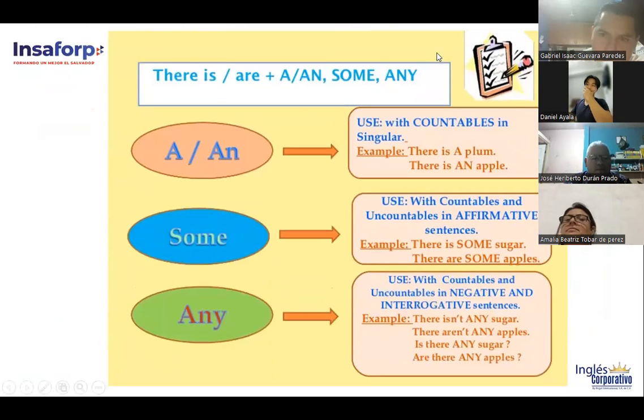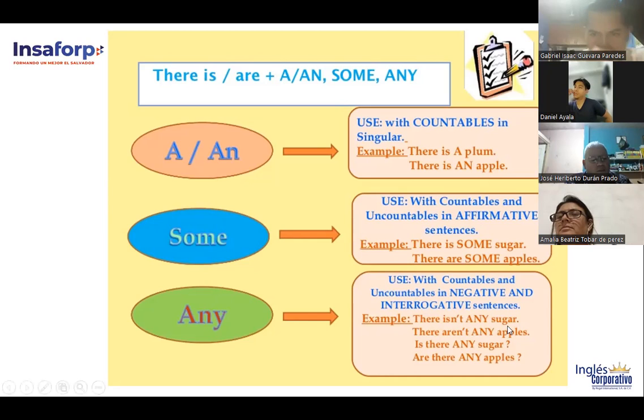Nice. Now look at this example with there is and there are. And remember that we use a or an only with countables in singular. There is a plum, there is an apple, there is an orange juice, there is a dog, there is a computer. Some is used with countables and uncountables, both, but only in affirmative sentences. Example, there is some sugar, there are some apples.